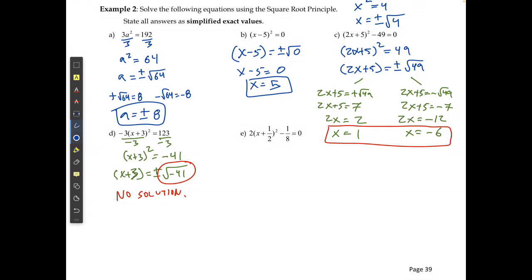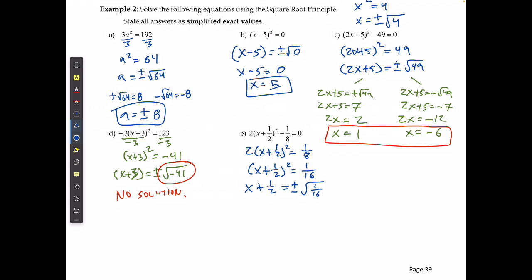And for example E, I would move that -1/8 to the other side and say that 2 bracket x plus 1/2 squared is going to equal 1/8. Divide both sides by 2, and x plus 1/2 squared is going to equal 1/16. Square root both sides. X plus 1/2 is equal to the positive or negative square root of 1/16.